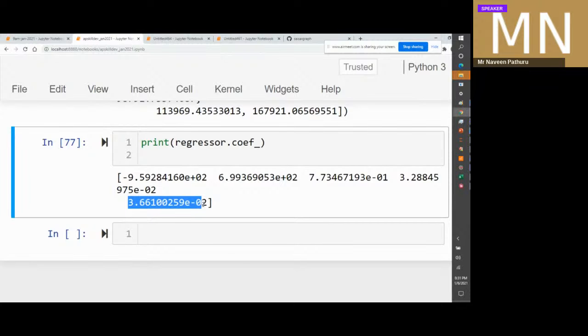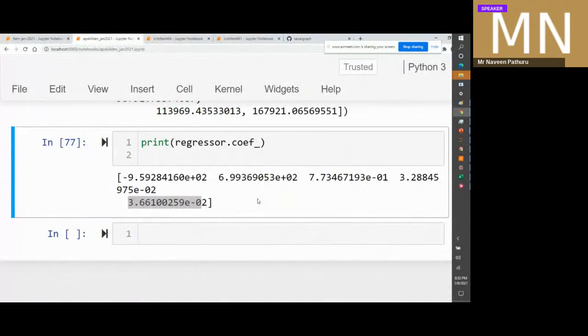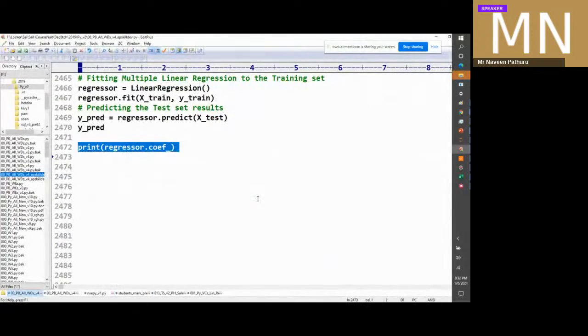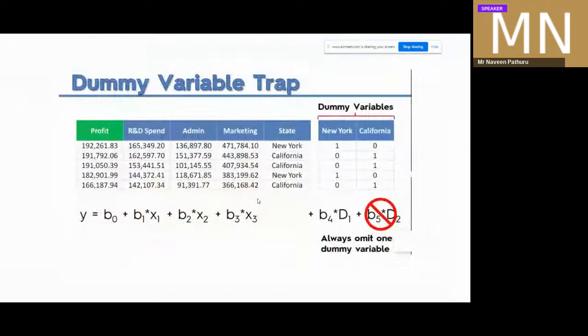Okay, so now what did we do? We did not ignore the state. We have included the state. And this is the story which is developing. That is what multiple linear regression is, guys. There are a few more advanced steps, but at this stage, what we'll do is come back here.